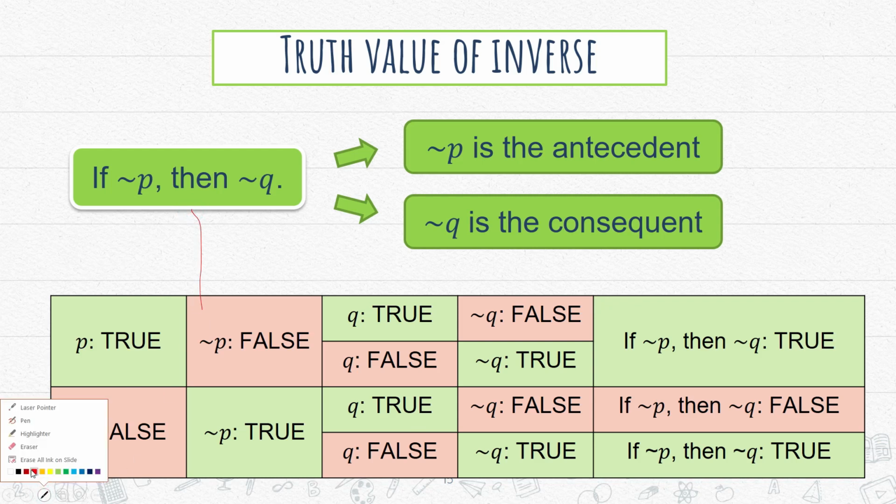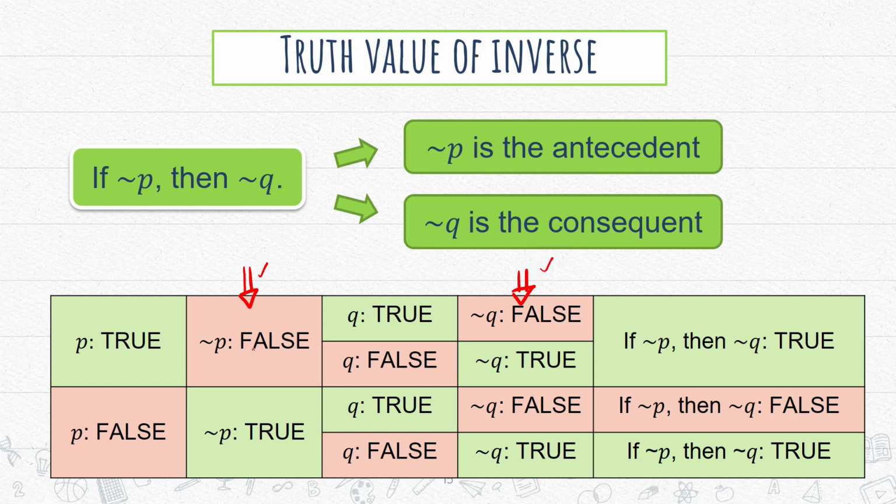Okay, thank you. Now we continue for the inverse. The negation of P is the antecedent and the negation of Q is the consequent. Here we can see that this table is negation P. If P is true, then the negation of P will be false. It's the opposite meaning. And then if Q is true, the negation of Q will be false. The ones involved in the inverse are only this one and this one.